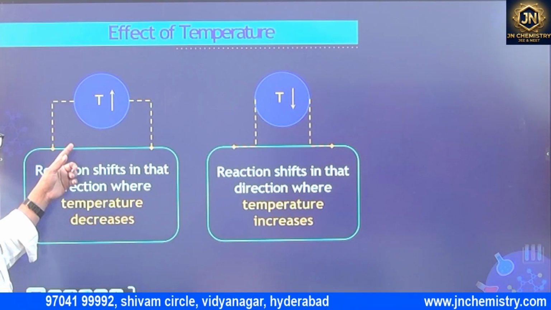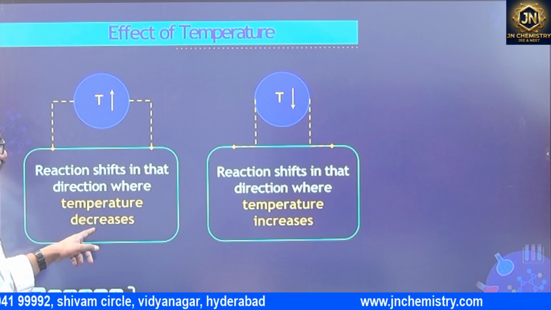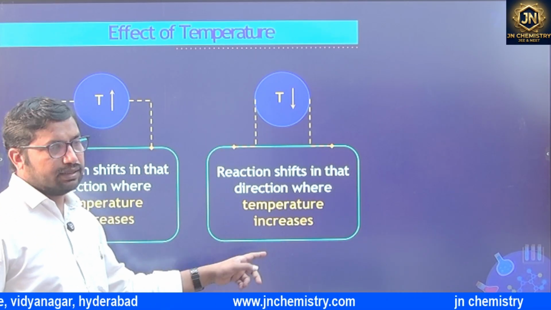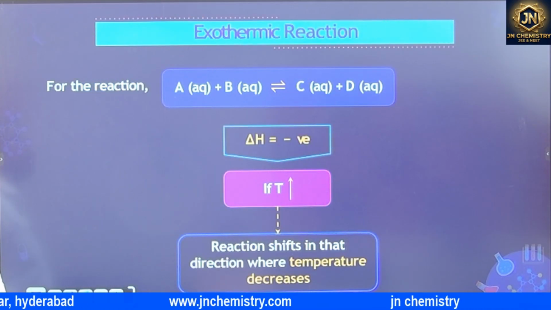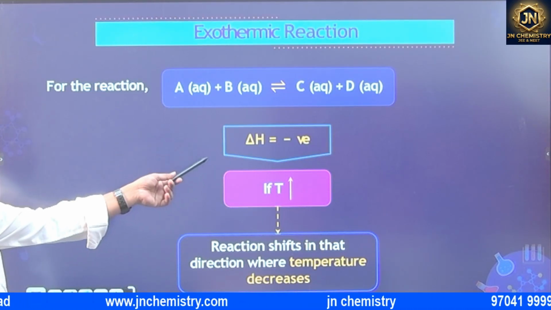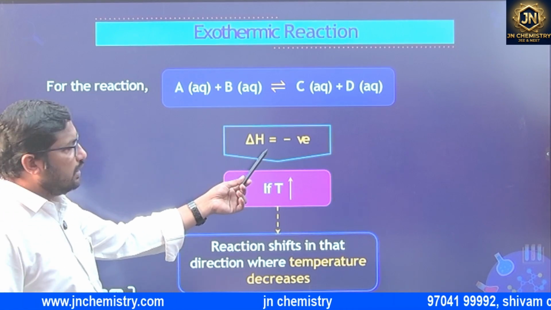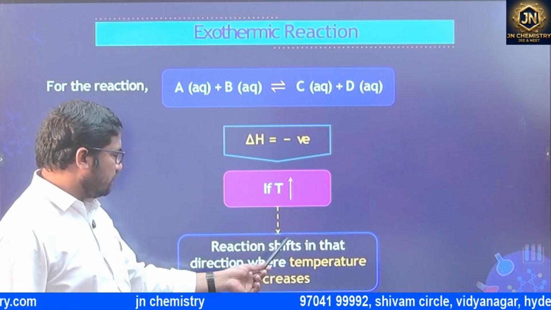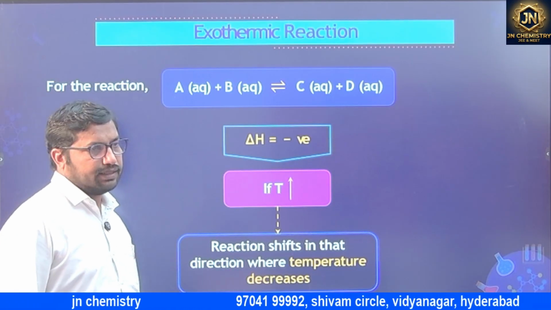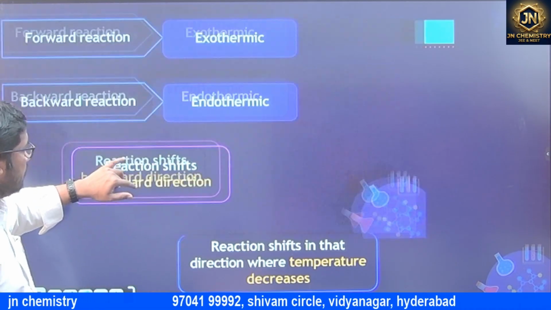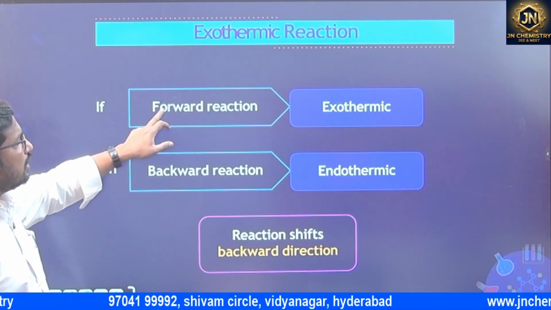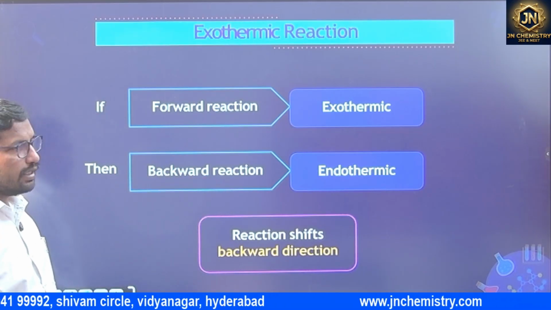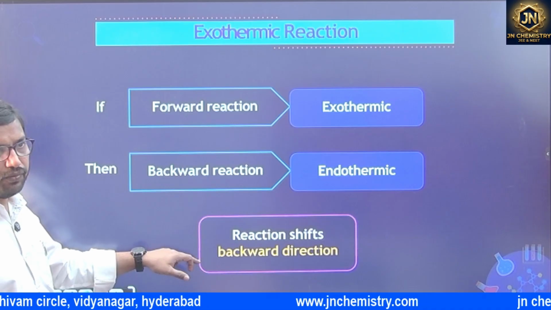If the temperature increases, the reaction shifts in the direction where the temperature decreases. If the temperature decreases, the reaction shifts towards the direction where temperature increases. In this case, delta H is negative, meaning exothermic. If temperature increases, what happens? The reaction shifts in the direction where the temperature decreases. Simple. If the forward reaction is exothermic, then the backward reaction is endothermic. If the temperature increases, the reaction shifts to the backward direction.